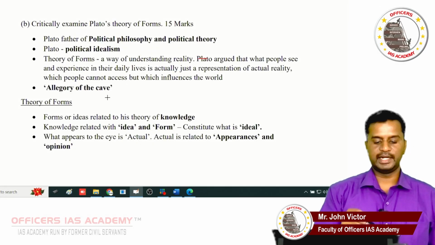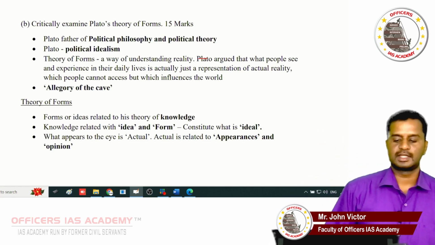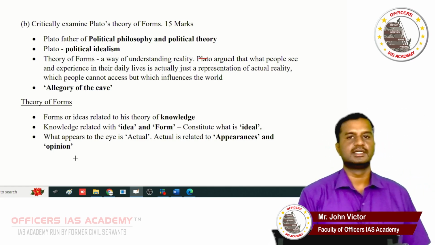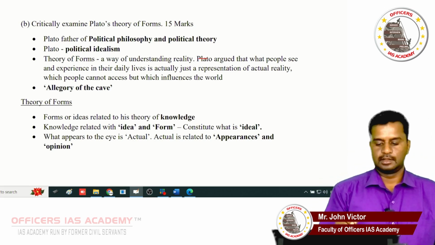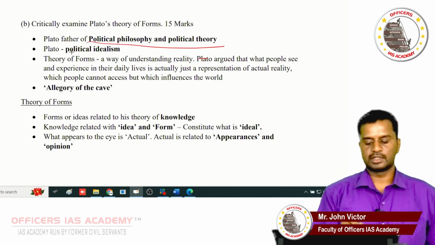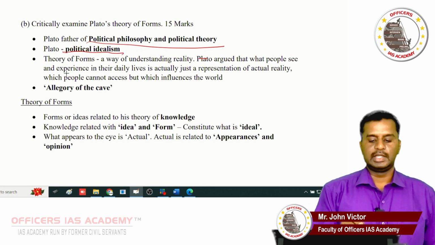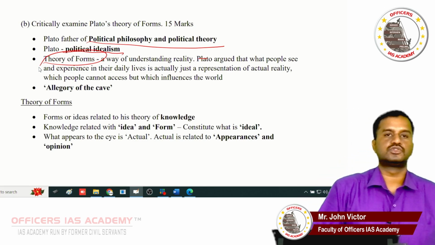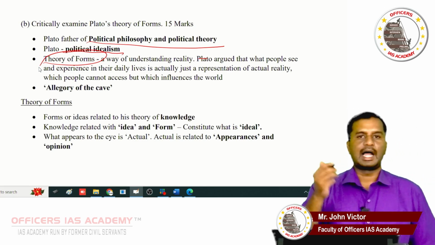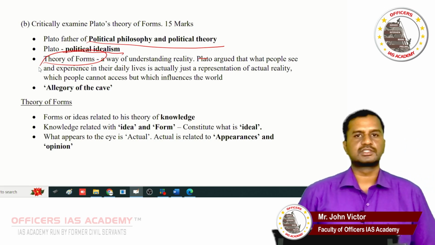Next question. Plato's theory of forms. Rather straightforward question. Plato was an idealist, father of political philosophy and political theory. We have to write the important points regarding Plato. He was an idealist. Who is an idealist? A person giving importance to mind, idea, thought. This person is called an idealist.